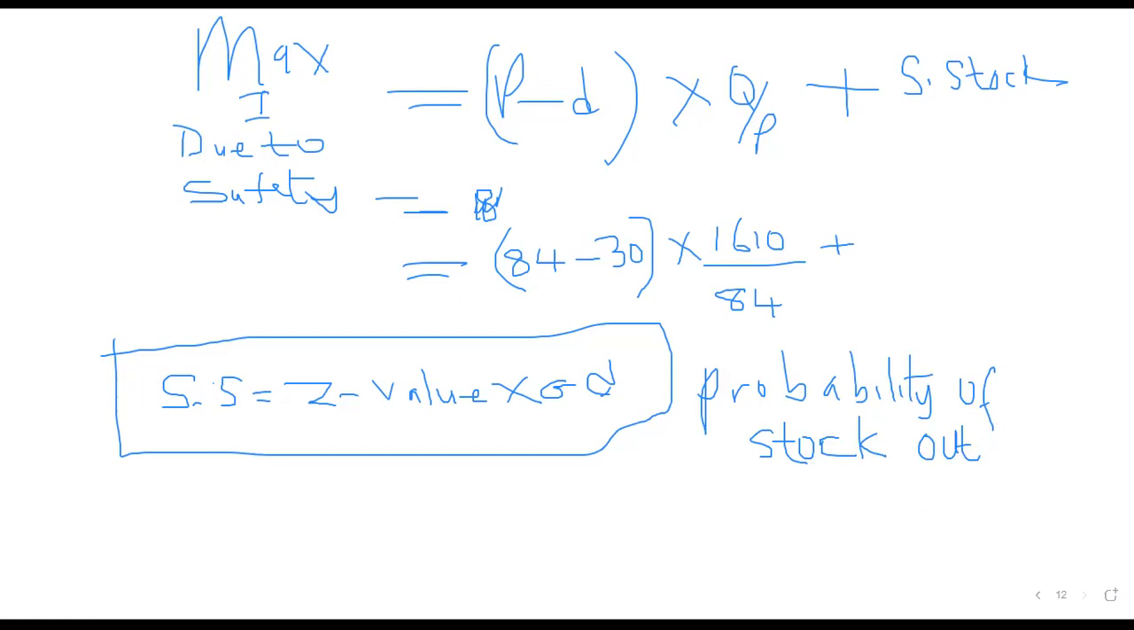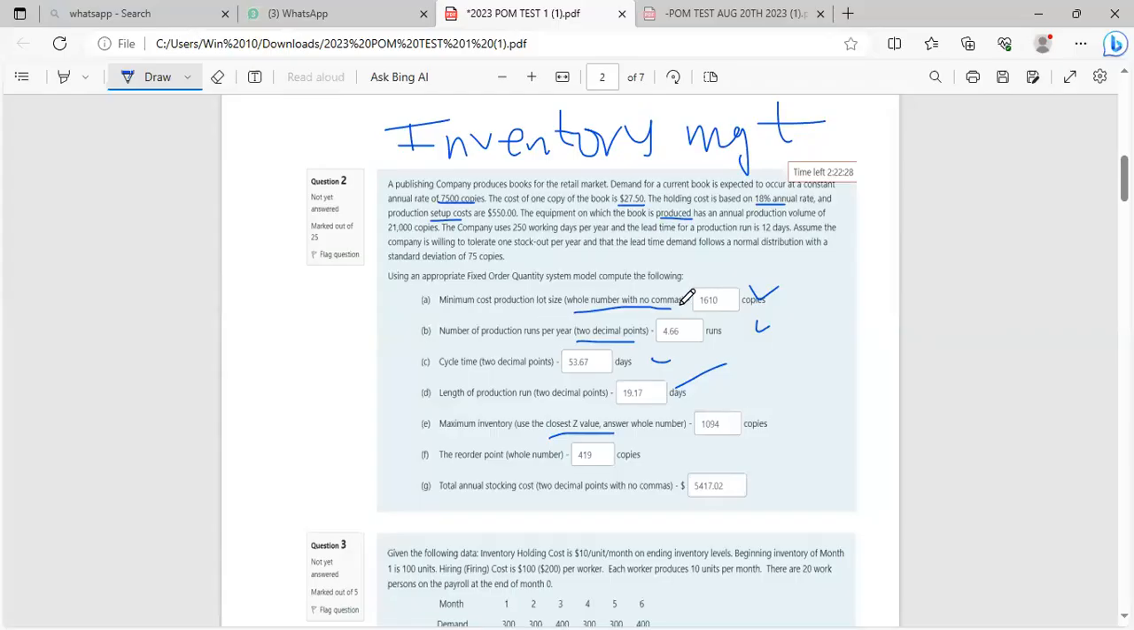Now, let's go back to the question, because these questions are detailed, please. They are part of the exam because they are detailed. There was a lot of information in this question too. It was not a question to do in a second; it requires time. Here we are told that the company uses 250 working days per year and lead time for production is 12 days. So there's an aspect of lead time there.